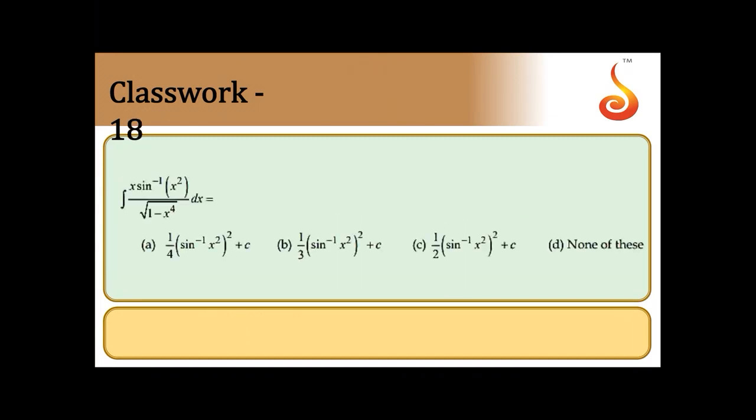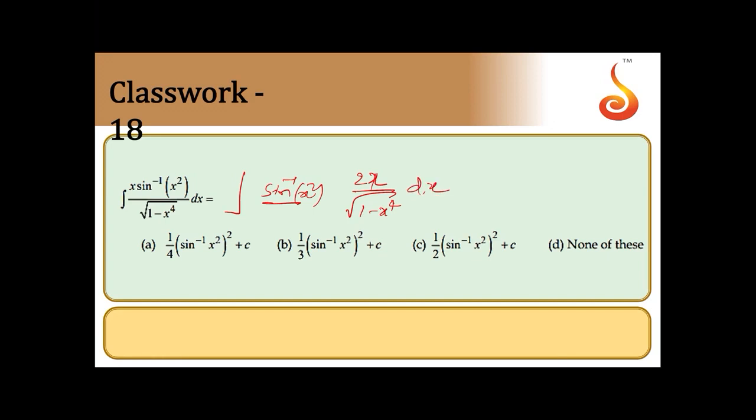Coming to the 18th one. Integral of x sin⁻¹(x²) / √(1 − x⁴). Of course, this can be rewritten like this: it is sin⁻¹ of x². The derivative of sin⁻¹ x² is 1/√(1 − x⁴), and the derivative of x² is 2x dx.